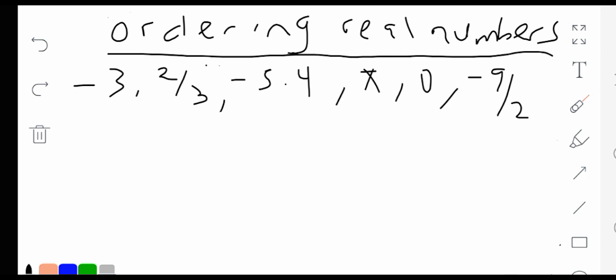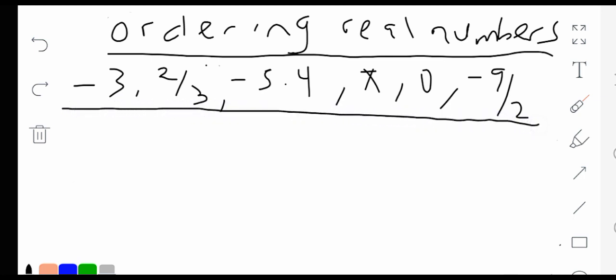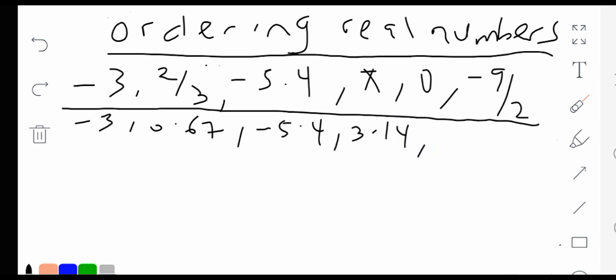So the first step is to convert each of the fractions that are here. Convert them to decimal point. That should be your first thing. So this one is not a fraction, so it still remains minus 3. So 2 over 3 to decimal is 0.67. I'm approximating to 2 decimal places now. This is minus 5.4. You don't need to approximate it. Pi will give us 3.14. And 0, you don't need to approximate that. Then minus 9 over 2 is going to give us minus 4.5.